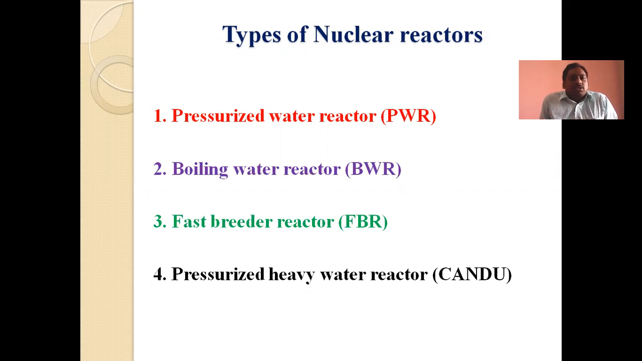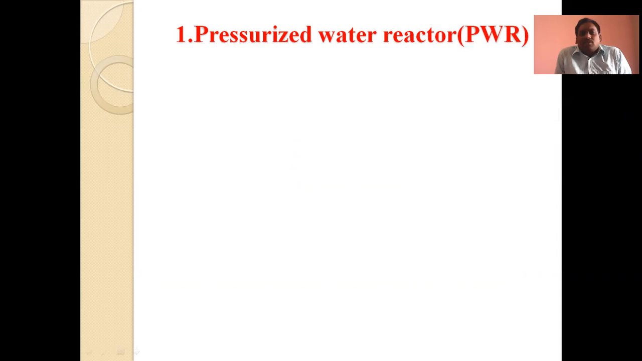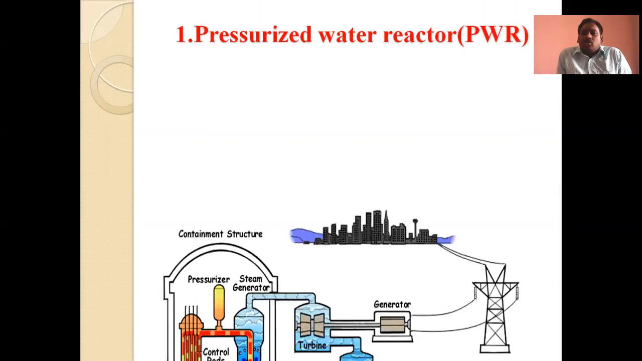So now we go to the construction, working and design of these four types of nuclear reactor. The first type is the pressurized water reactor. In this pressurized water reactor, the reactor has high pressure, and light water is used as a coolant.